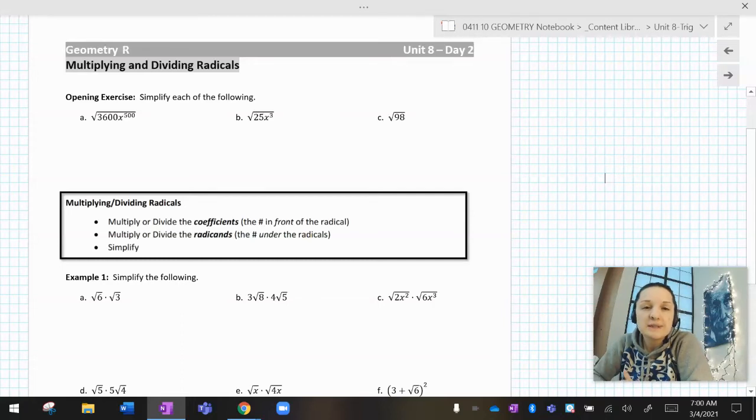Hello, geometry friends. Today we are going to continue a discussion that we've been having about simplifying and manipulating radicals. Yesterday we just had radicals that were kind of out in the wild, and today we're going to talk about what if you need to operate on radicals, like multiply or divide radicals. What do you do then?